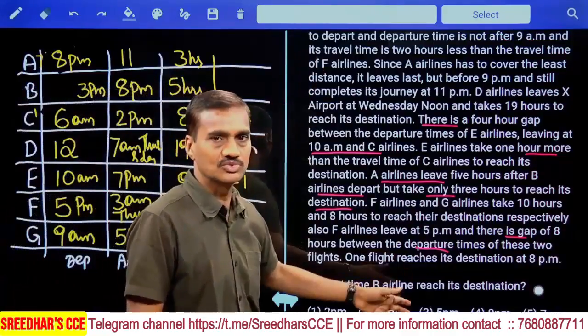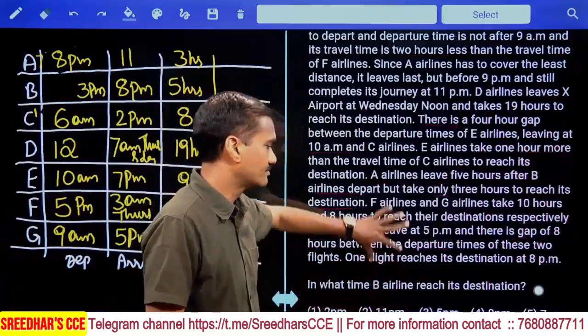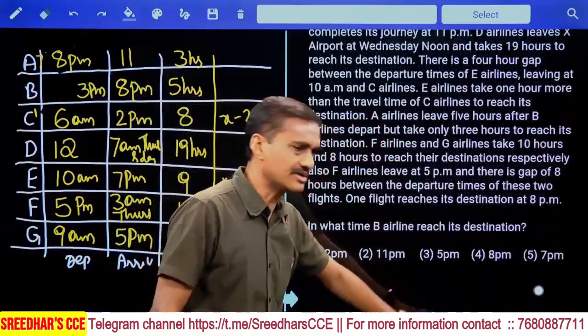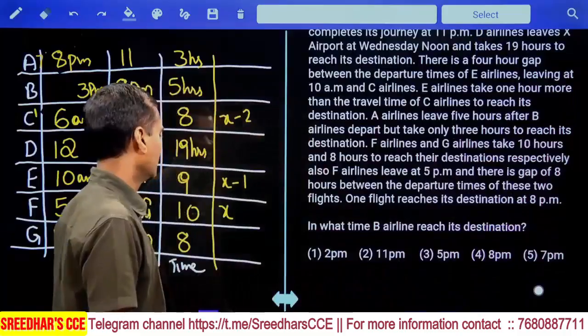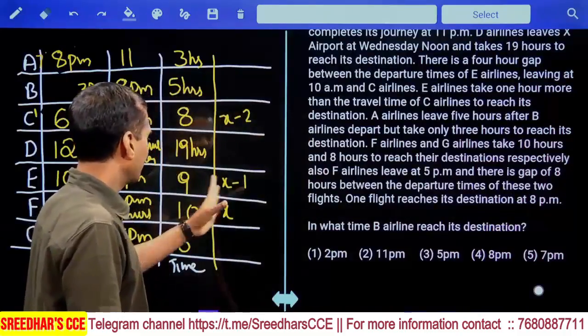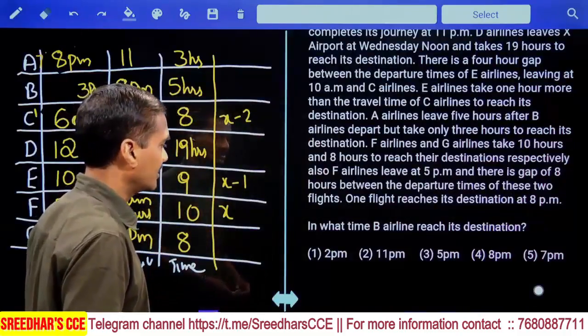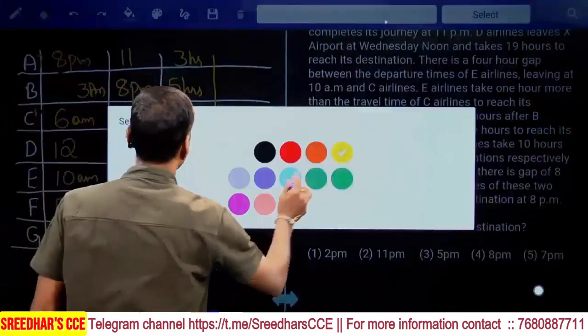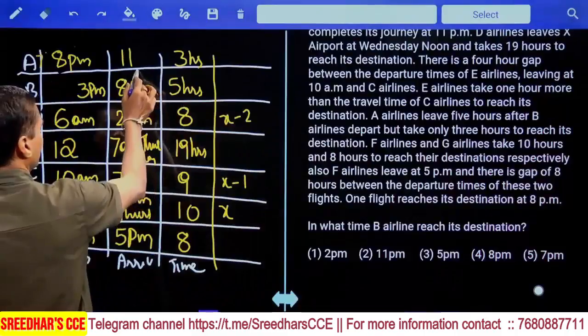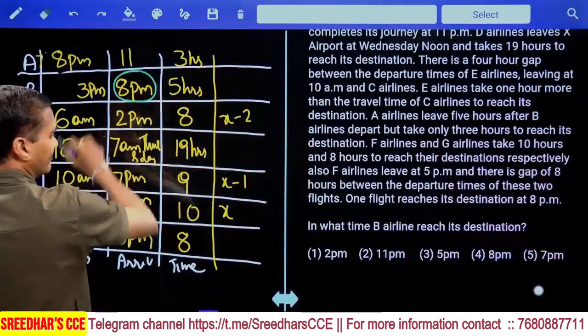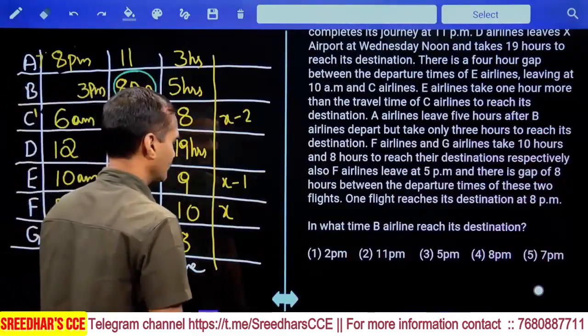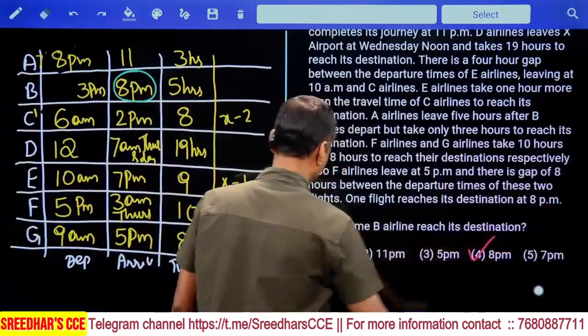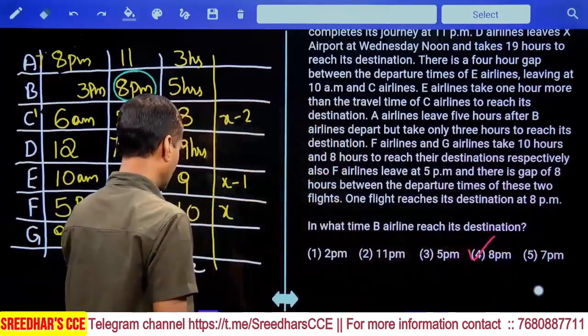మొత్తం అంతా ఒకేసారి చదువుకున్నాం పైనుంచి కింద వరకు. అంత టైం టేకింగ్ సెట్ కూడా కాదు, ఈజీ సెట్. డయాగ్రామ్ పర్ఫెక్ట్గా రాసుకుంటే మనకి సరిపోతుంది. At what time B Island reaches its destination? Tell me. B reaches the destination at 8 p.m. As it reaches at 8 p.m., choice 4 is the answer. Question number 16, it is choice 4.